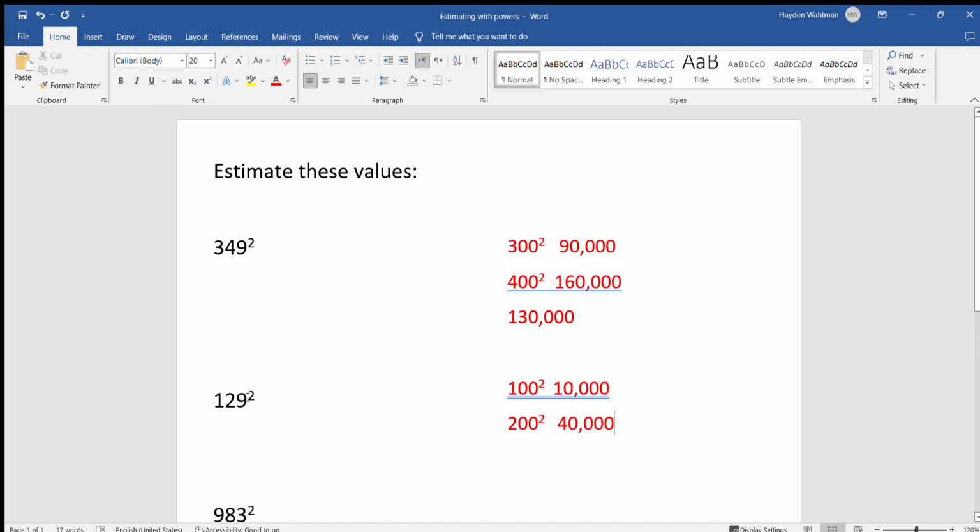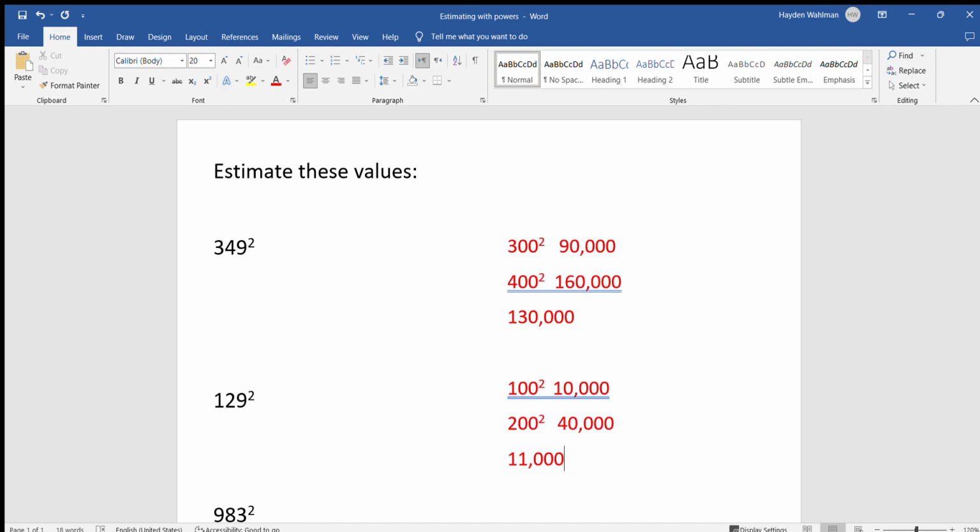Now what's it closer to? Well, 129 is closer to 100, so it's going to be closer to the 10,000. I'm not going to guess that it's going to be 12,000, which would be between those two because that's right in the middle. I'm going to guess closer to 10,000. So let's say about 11,000 maybe. Maybe a little bit less, that's my guess. I'm guessing it's 11,000 based on just estimation with no calculator or nothing, okay?